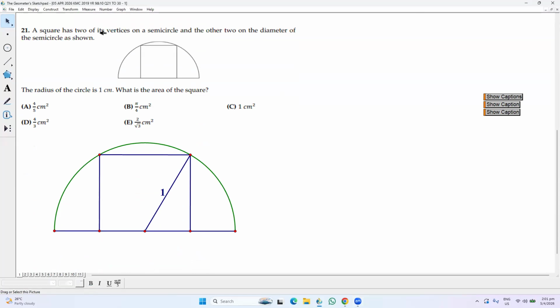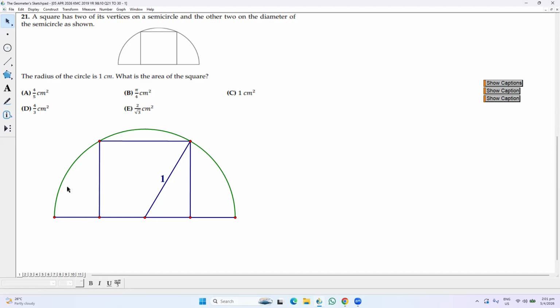A square has two of its vertices on a semicircle and the other two on the diameter of the semicircle, as shown in the diagram. The radius of the circle is 1 cm. What is the area of the square? So I draw a bigger diagram showing the radius is 1. You want to label further to form an equation, label the diagram.